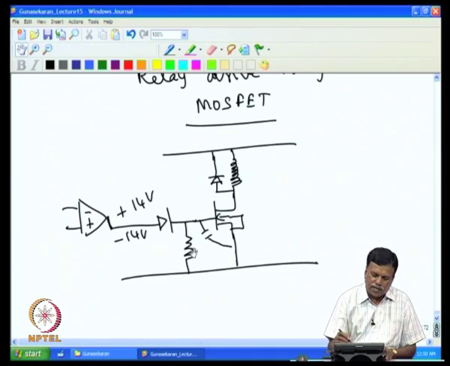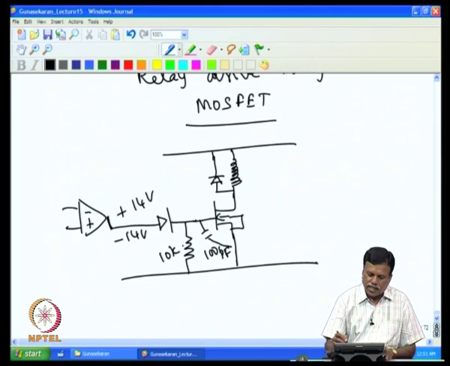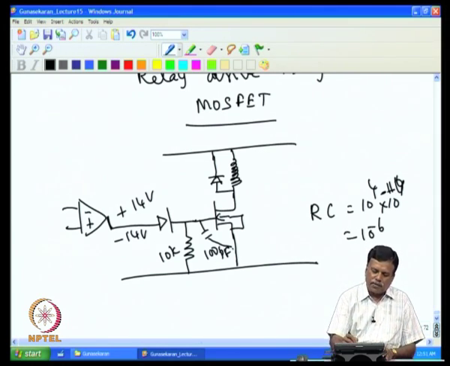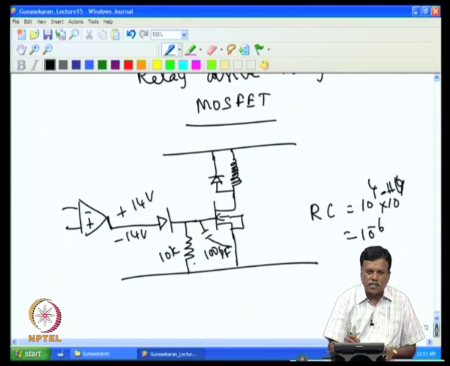The switching off time would depend on this capacitor. For example, if it is 100 pF and I have a 10k resistance, then the RC time would be 10 power 4 times 10 power minus 10. So the time constant actually comes out to 10 power minus 6, that is 1 microsecond. In a few time constants it will discharge. So the off time will be only a few microseconds, which is good enough for this application.